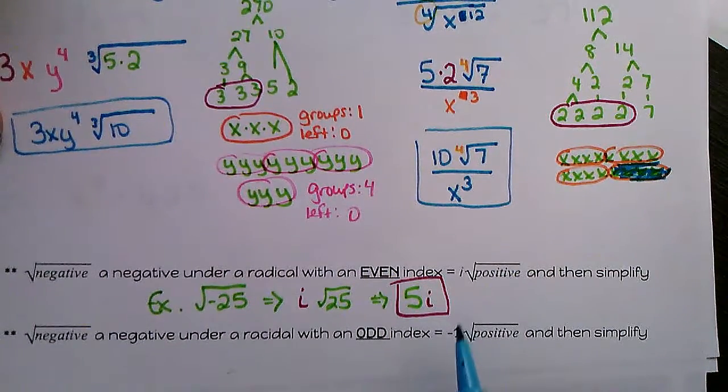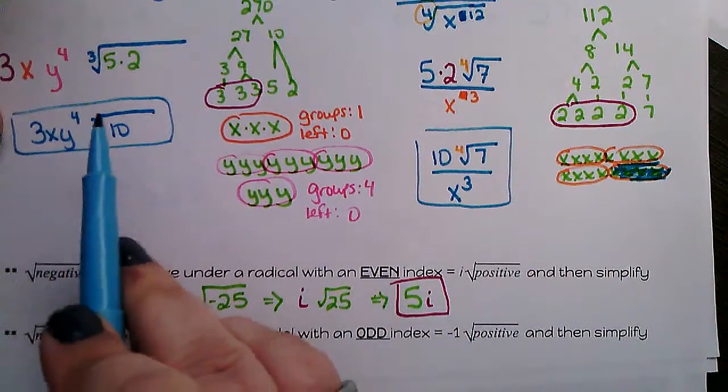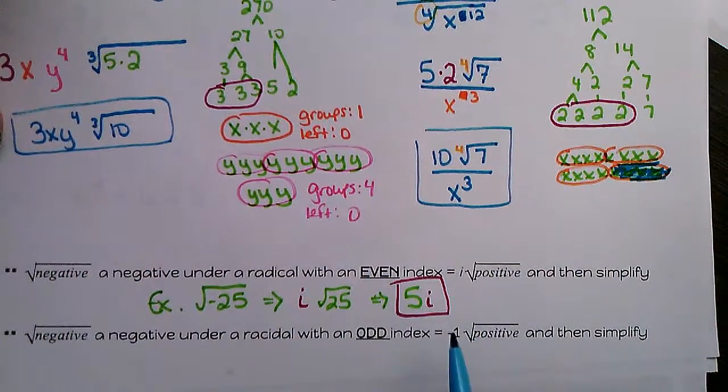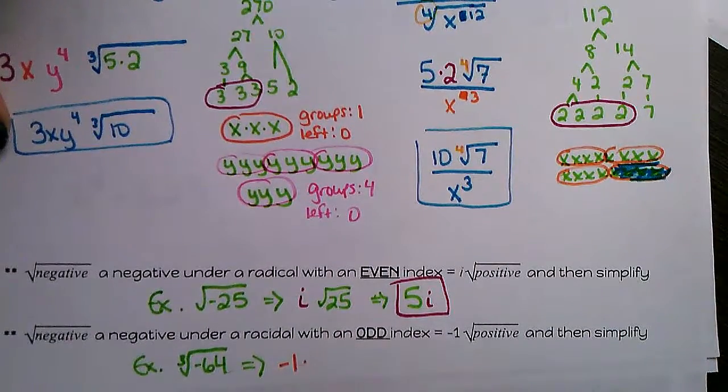Now, if you have a negative under an odd index, so if there's a 3 or a 5 right here, like this example, a 3 in your index, then you just bring out a -1. So for example, if I had the cube root of -64, I would bring out a -1, and then I would do the cube root of 64.